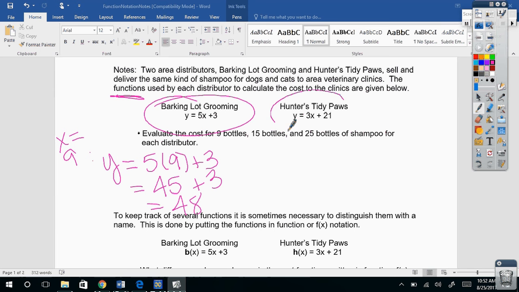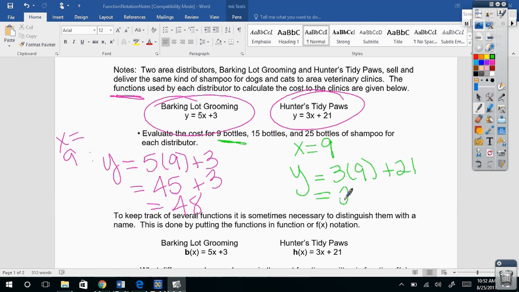Now you do Hunter's Tidy Paws. Tell me how much it costs for 9 bottles at Hunter's Tidy Paws. Let everybody else have a chance to do it. Say that again, Deandra. 2 times 9, 3 times 9 plus 21. Yeah, 48. Oh, look. Is it the same thing? Interesting. Do we have any problems plugging in that way? Everybody understands, yes? We can do the other ones if we need to. Are we good? Okay.